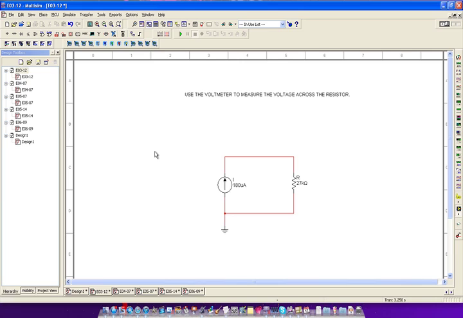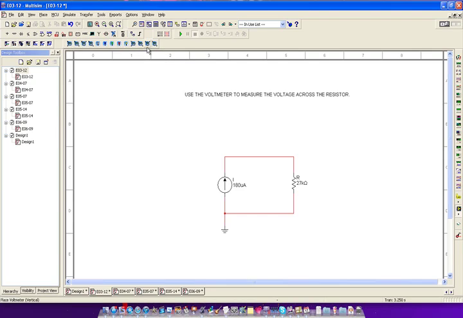Like here, the first one is about how to use the voltmeter to measure the voltage across the resistor. Of course, as we know, we can measure the voltage here by VR equals R times I, according to Ohm's law. So if we calculate 27 kilo ohm times 880 micro ohm, it's going to give us 4.86 volt. So let's verify this using the voltmeter.